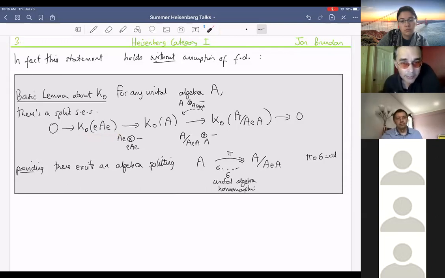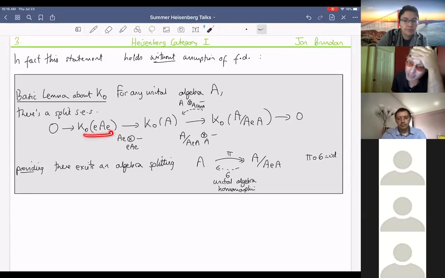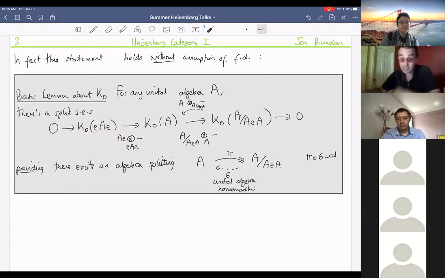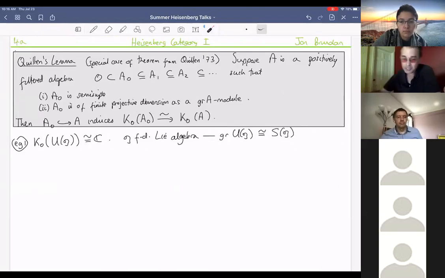Okay, so there's the long exact sequence. Again, when I looked this up in the 1960s K-theory literature, instead of the K-theory of EAE appearing there, you always see the ideal AEA appearing in this long exact sequence. So anyway, it's a basic lemma, and since we couldn't really find a satisfactory reference, we just gave a naive proof of it. I think it's an important fact. Okay, so back to Quillen's Lemma.